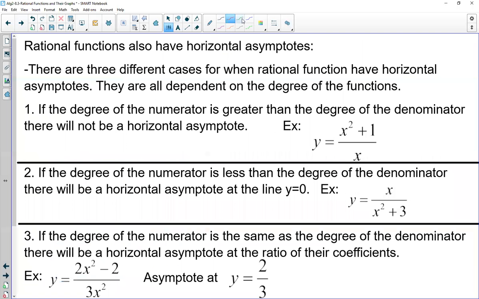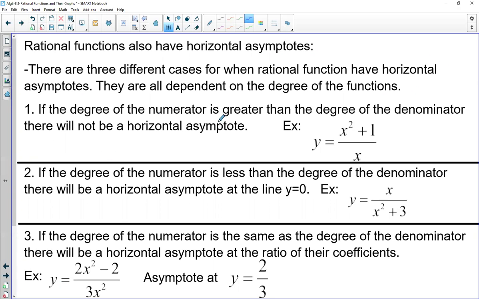So let's go ahead and look at one last piece of rational functions. Rational functions will have something called a horizontal asymptote. There are three different cases for when a rational function will have a horizontal asymptote, and they're all dependent upon the degree of the functions. As a reminder, the degree is the highest exponent that a function has.